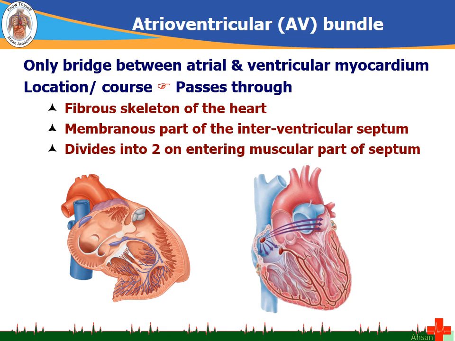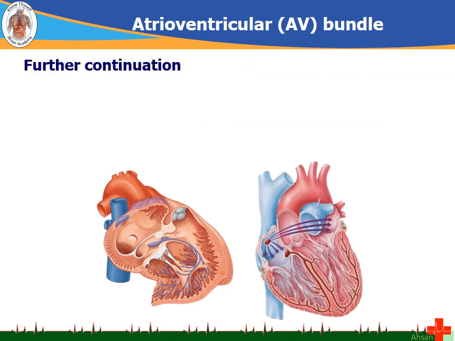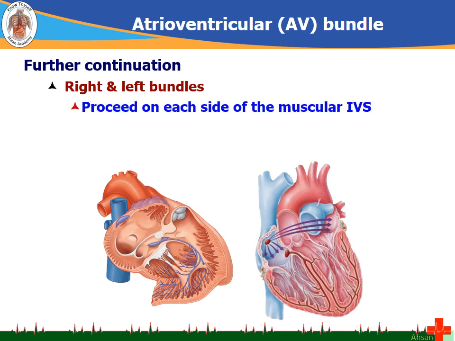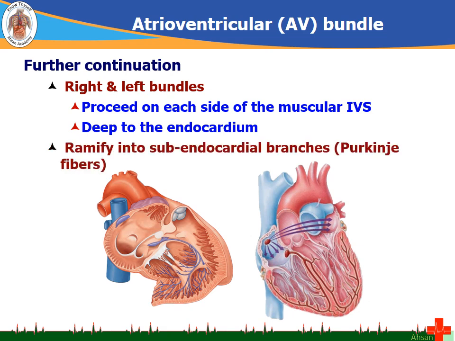You can see the photographs. The atrioventricular bundle divides into right and left branches at the junction of the membranous and muscular parts of the interventricular septum. It proceeds in the muscular part of the interventricular septum on either side, left one on the left side and right one on the right side, deep to the endocardium. It then divides into Purkinje fibers.